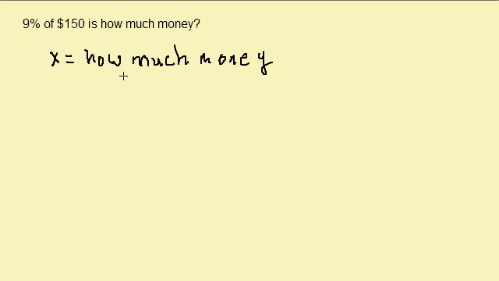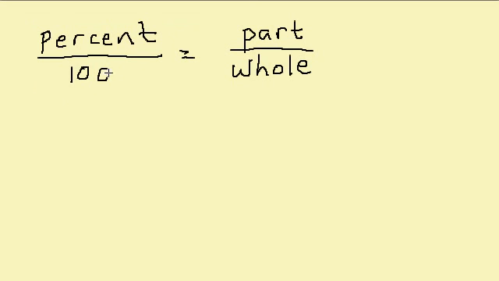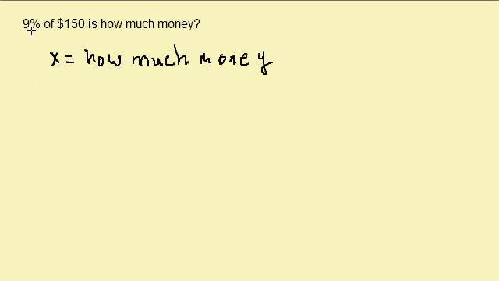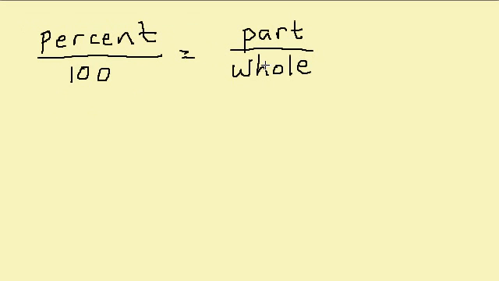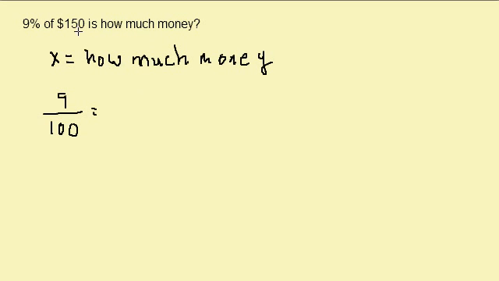So let's set this up. Remember, we have percent over 100, so we have 9%, so that's 9 over 100 is equal to the part over the whole. So the whole in this problem is 150, and you can see that the 150 comes after the word of. So the part, which is x, that's what we're looking for, over the whole, 150.